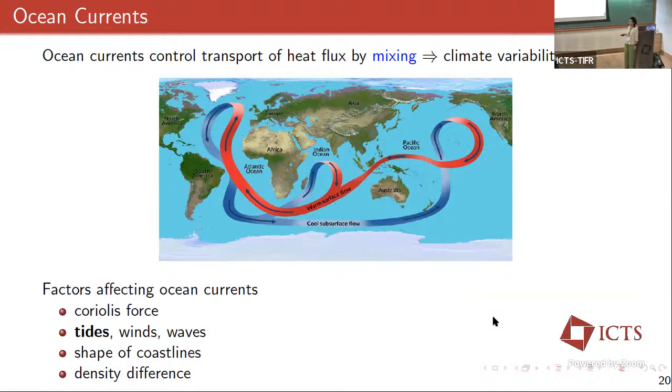So what are the factors affecting ocean currents? These 4 factors are the most important, and all other factors do not have a significant influence on the ocean currents. First, the Coriolis force affects the ocean currents. Then there are tides, winds, waves, because they change the ocean currents in the shape of coastlines, and density difference. Today we will see what ocean tides look like, because tides are very important in ocean currents. So simulating tides is important.